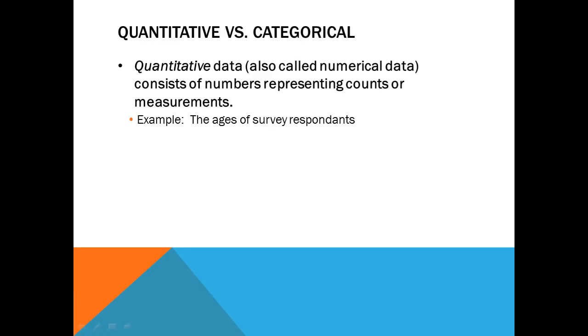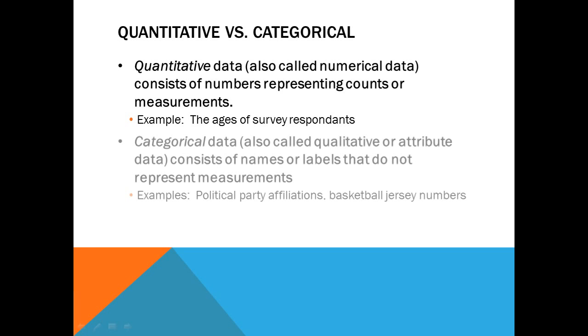Now, the one thing to keep in mind here is that not all data that has to do with numbers is necessarily quantitative data. It can be categorical data or qualitative data, names and labels. My example there, not only political party affiliations, but basketball jersey numbers. The numbers there don't represent measurements. You don't give the best player on the team number one unless he wants number one. Basketball jersey numbers are done completely at the liking of the player.